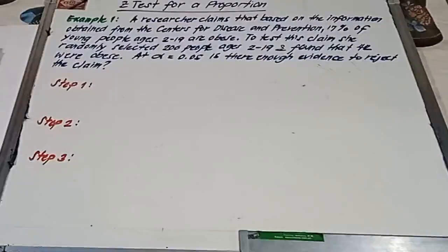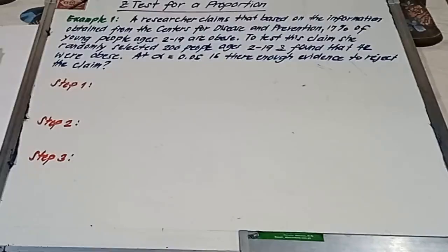Okay, so this is my first example for the topic about z-test for a proportion. It says, a researcher claims that based on the information obtained from the Centers for Disease and Prevention, 17% of the young people ages 2 to 19 are obese. To test this claim, she randomly selected 200 people ages 2 to 19 and found that 42 were obese. At alpha equal to 0.05, is there enough evidence to reject the claim?